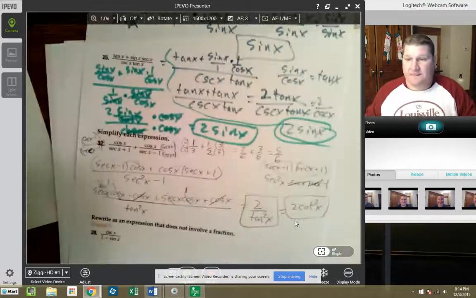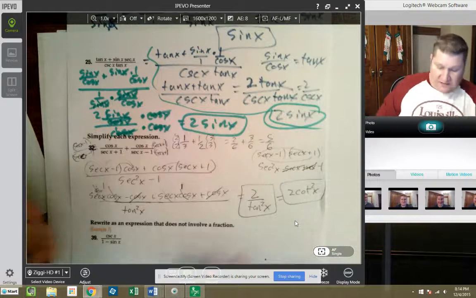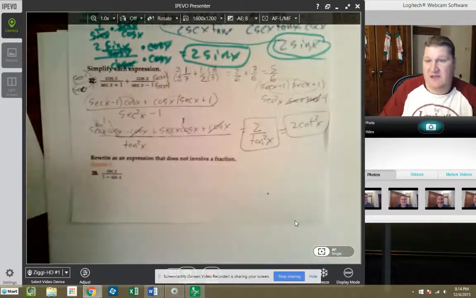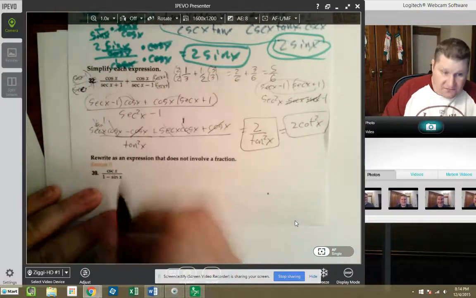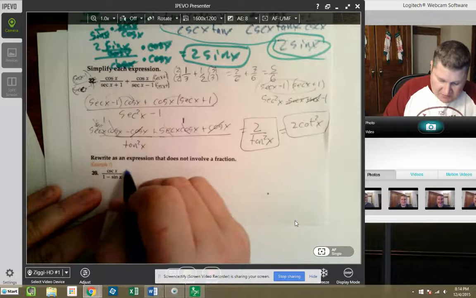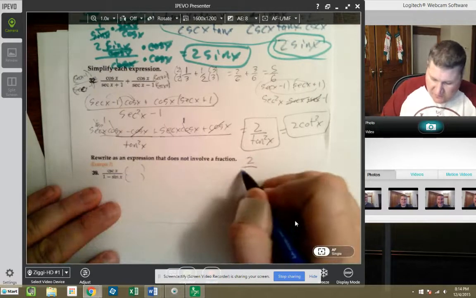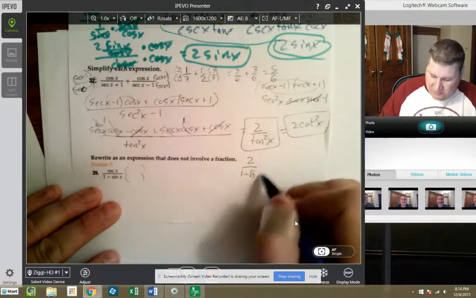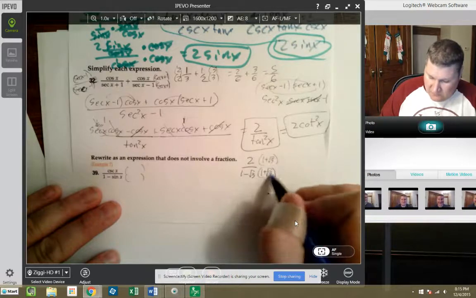All right. Now, that's one of the things that it allows us to do. Let's go ahead and finish the last problem. In this case, it says get rid of the fraction. So to get rid of the fraction, I'm going to need to multiply top and bottom by something. If I have 2 over 1 minus root 3, to get rid of the 1 minus root 3, I would multiply by the conjugate, 1 plus root 3, 1 plus root 3.